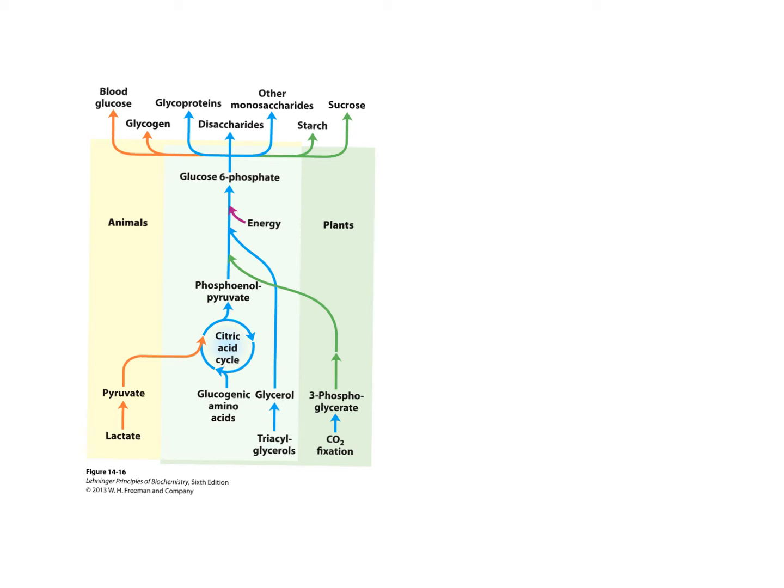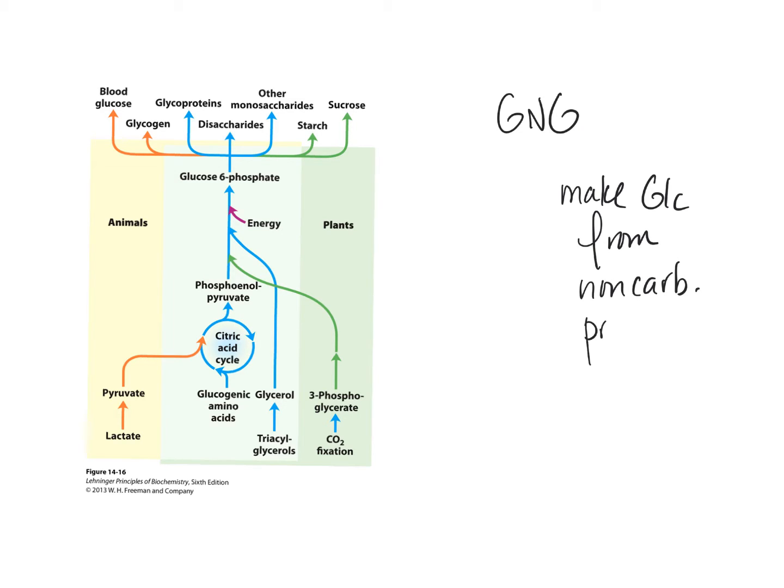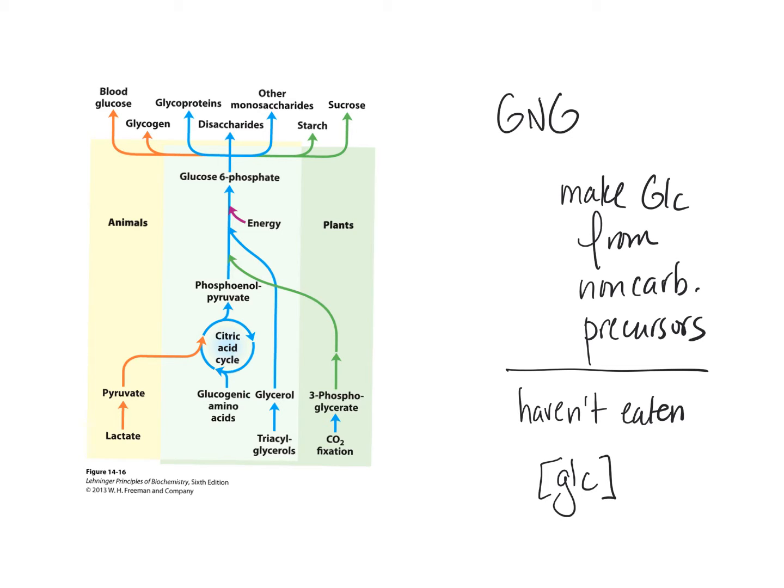So for gluconeogenesis, you're making glucose from non-carbohydrate precursors. You're basically doing it when you haven't eaten. Because eating is a simple way that you provide glucose to your body and a simple way that your blood glucose levels are maintained. Now, if you don't eat, you're not going to keel over because your body will make sure that your blood glucose levels stay constant and the glucose is made.